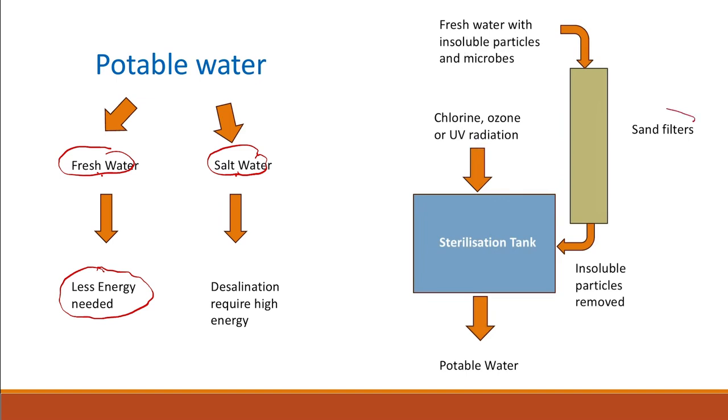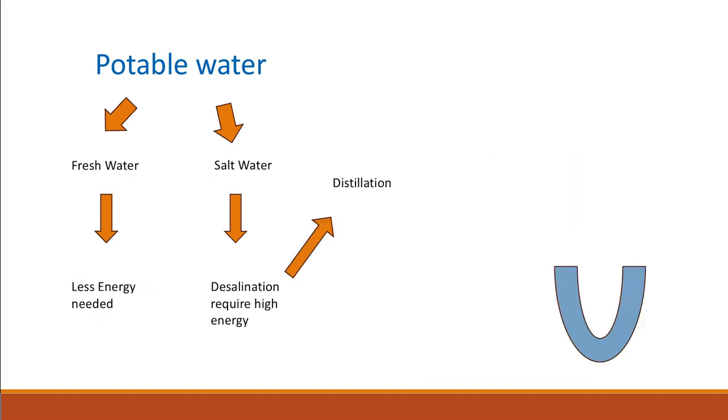So first it passes through sand filters where insoluble particles are removed. And then the water goes through sterilization tanks where it is sterilized using either chlorine, ozone or UV radiation. So it becomes sterilized. We get rid of the microbes and then we have potable water, which is safe to drink.